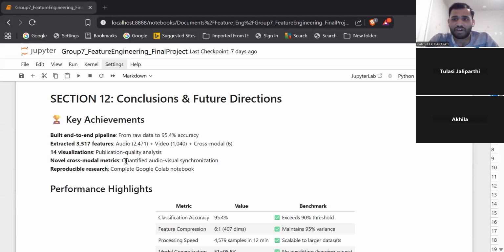And last but not least, the fifth: the learning curves suggest 97 to 98% is possible with the full dataset. This is what we can conclude in five points.